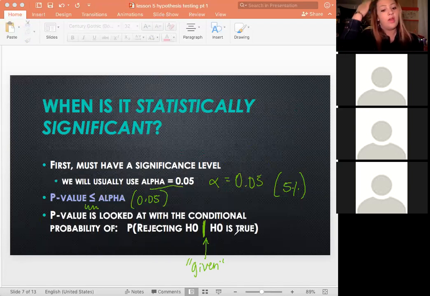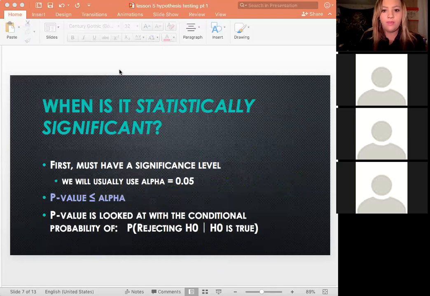So that's why we don't want this probability to be high, because we don't want a big probability that there's a change in the population, or that we basically incorrectly rejected the null. We'll get into type 1 and type 2 errors later, but that's something to keep in mind that's going to be related to that.